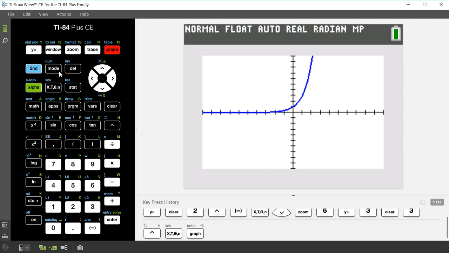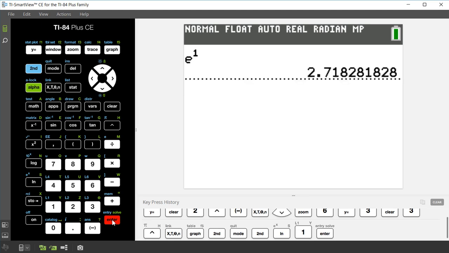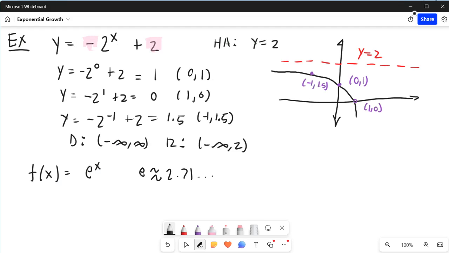So, to get an idea of what that is, take a look at if we were to use second e, and then we go to 1, and we hit enter. That's 2.71828 and some change, right? So this is a number that is used a lot in science, in business, in applications that involve continuous growth, for example.